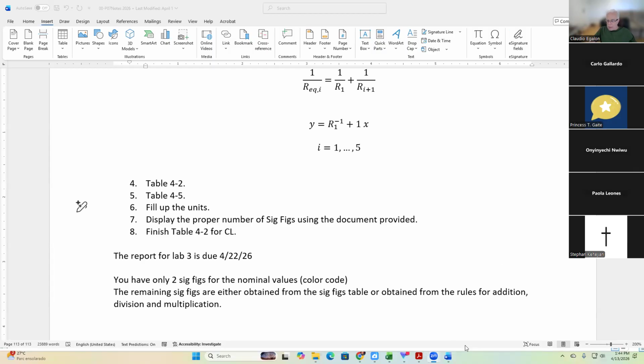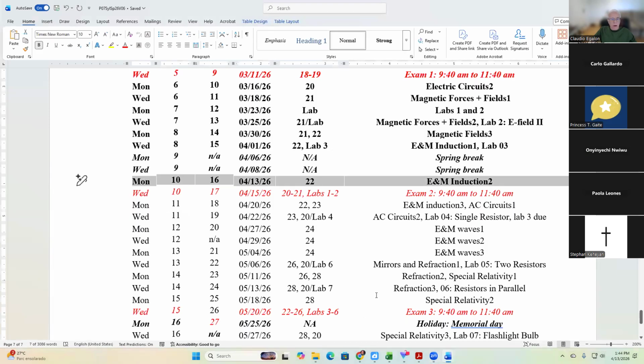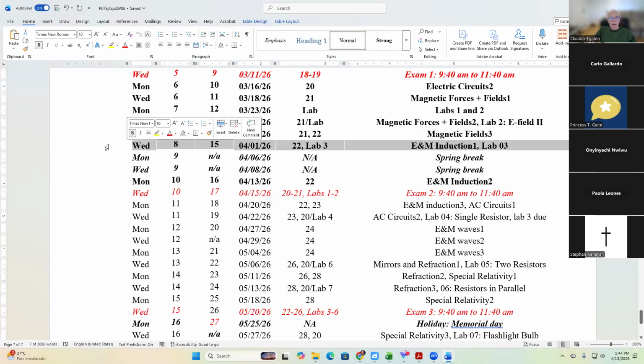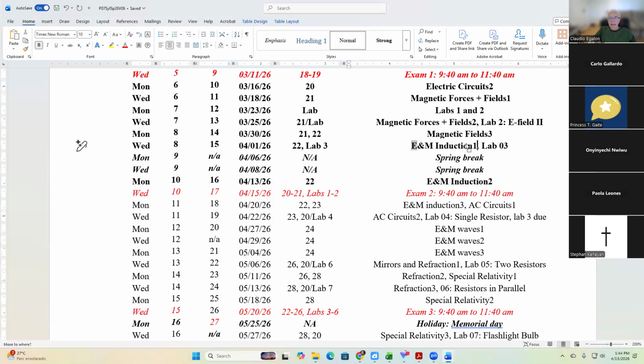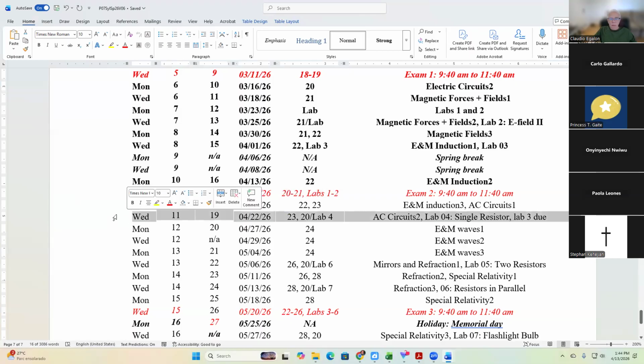So today is April 13th, and the situation is the following. Last time we did lab 3 and we started the electromagnetic induction. Then we have a spring break, and today we will continue with electromagnetic induction. As a reminder, the second exam is the day after tomorrow from 9:40 to 11:40. Chapters 20 and 21 and labs 1 and 2. Okay, lab number 3 is going to be due on the 22nd of April.